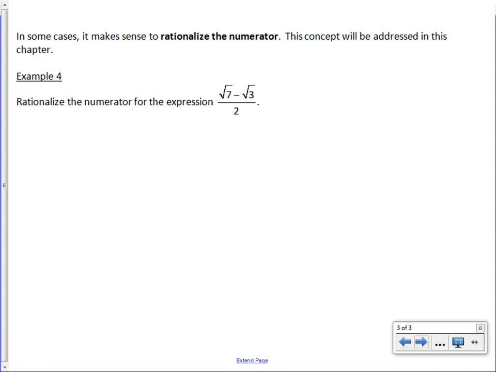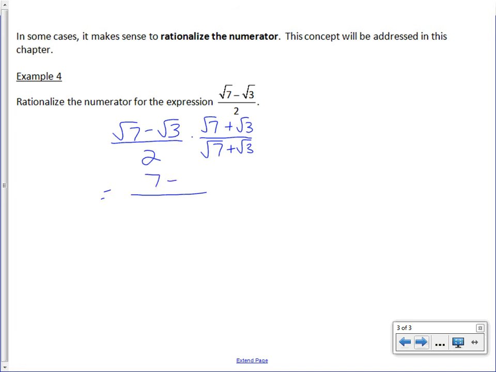So root 7 minus root 3 all over 2. To rationalize the numerator, I need to multiply the numerator and denominator by root 7 plus root 3 all over, same, root 7 plus root 3. Okay. So now my numerator becomes 7 minus 3. Denominator, again, avoid the distributive property right away.